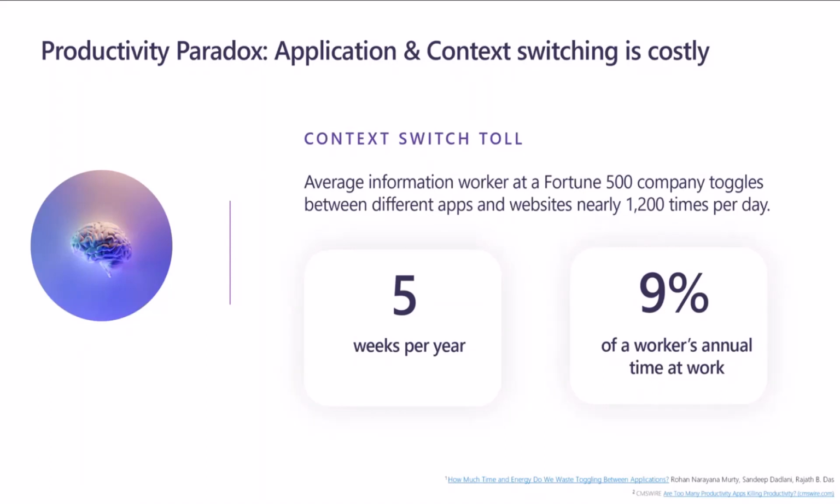This amounts to around 5 weeks per year or 9% of a worker's annual time at work. So all of this toll is coming from context switching.